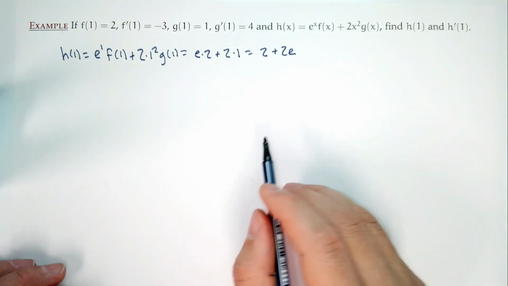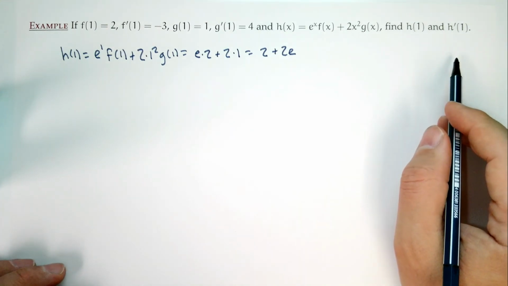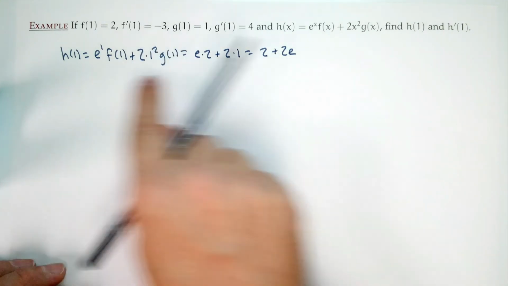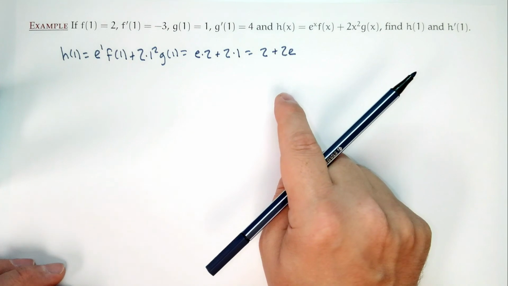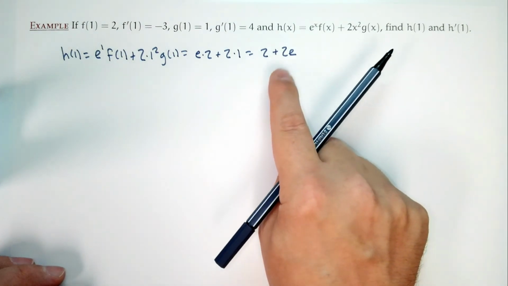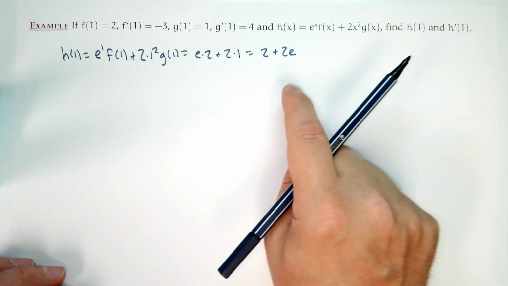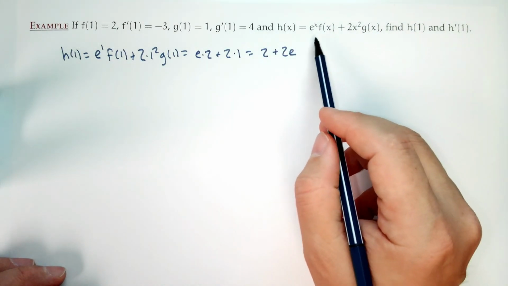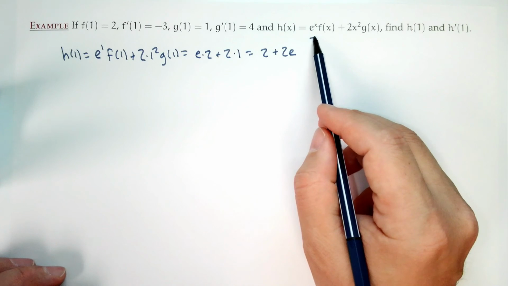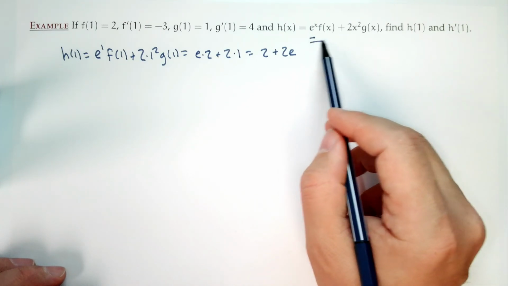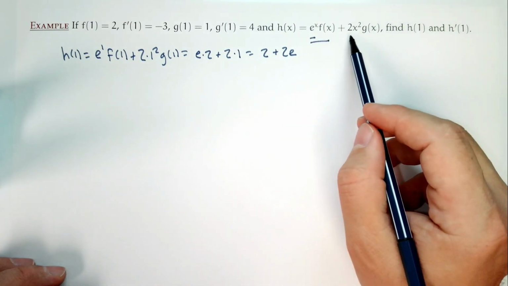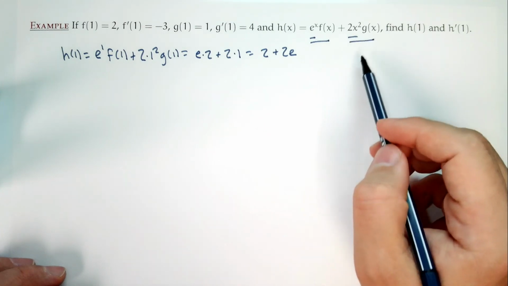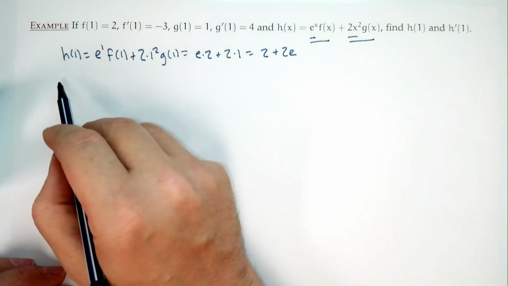Okay. What about h prime of 1? Well, the thing is, I can't say, oh, h of 1 is 2 plus 2e, let's take the derivative of both sides, because this is not going to be nice. Its derivative of a constant is 0. So we have to take the derivative here. We say, well, what rules do we need? Well, we need to know how to take the derivative of e to the x. We need to know how to take the derivative of a product. We need to know how to take the derivative of 2x squared, and then again, the derivative of a product. So we're going to use a couple of rules here.